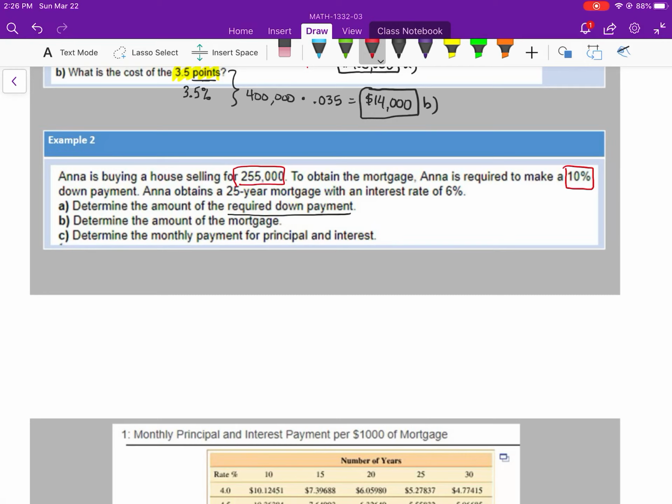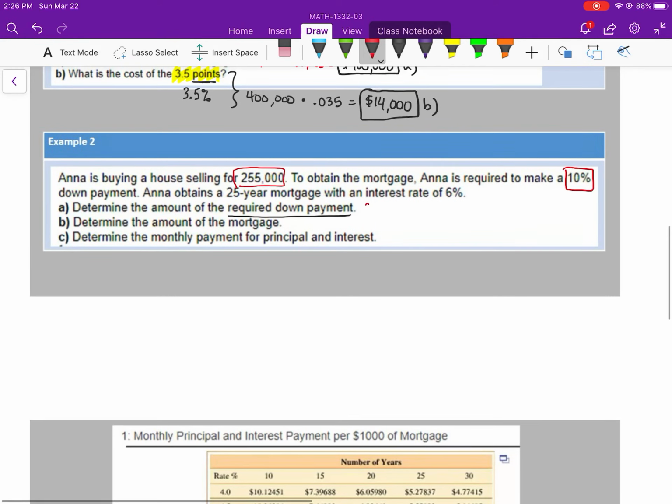All right, the house is selling for $255,000. So that's exactly what we're going to do on A there, is calculate the down payment that's going to be required here. So $255,000 times, now don't forget to change 10% to a decimal, so that'd be 0.1, and that should be $25,500. Okay, and there's your answer for A.